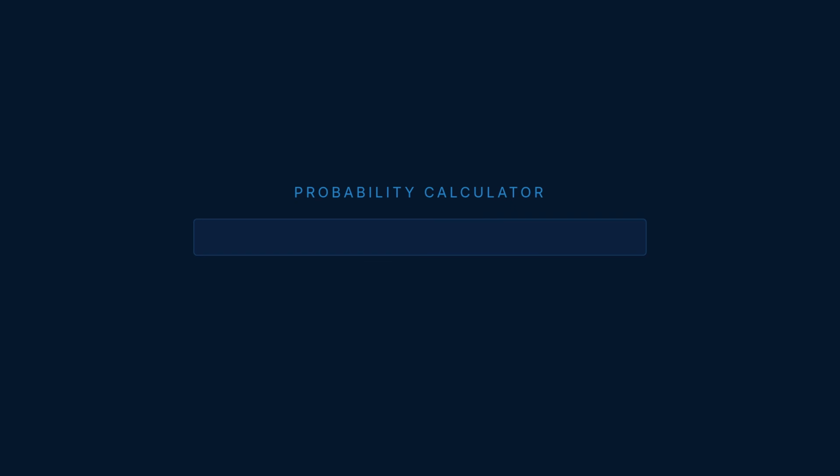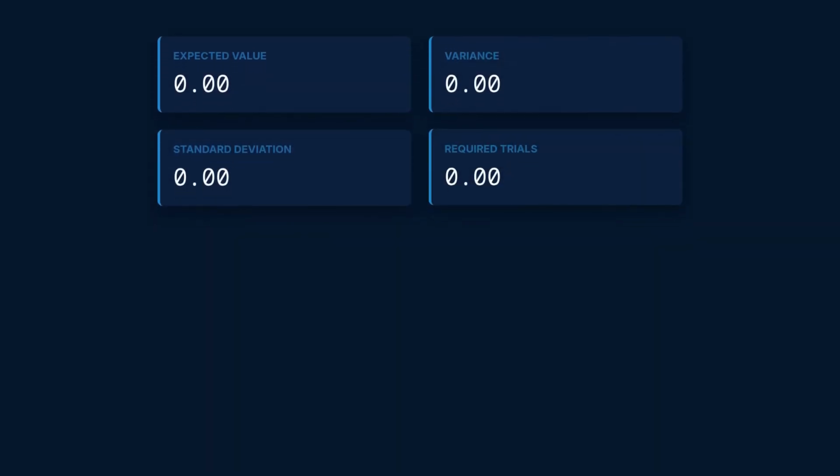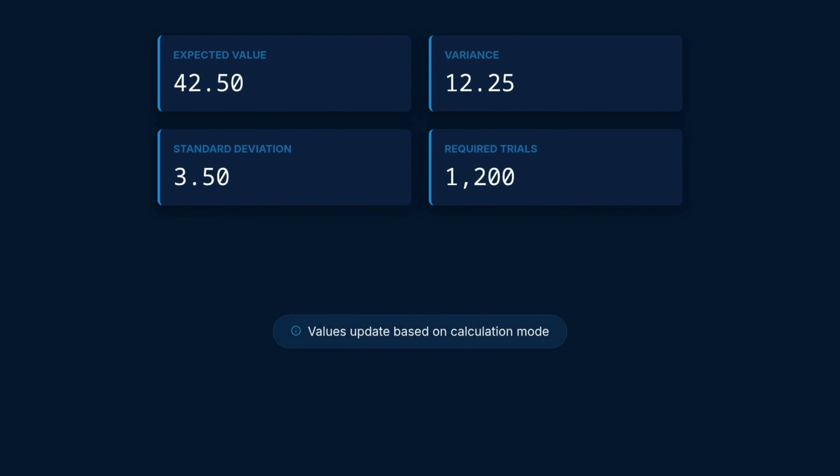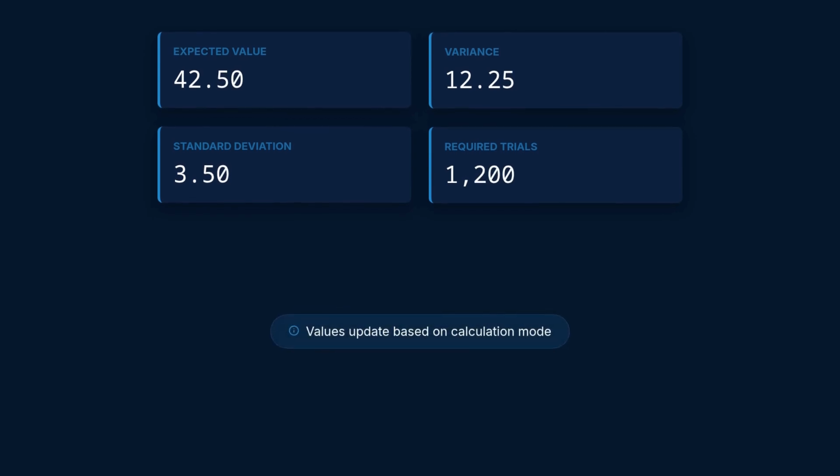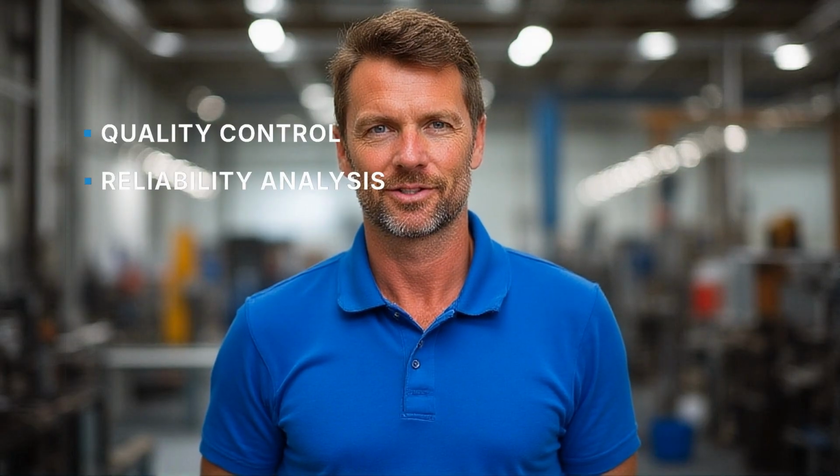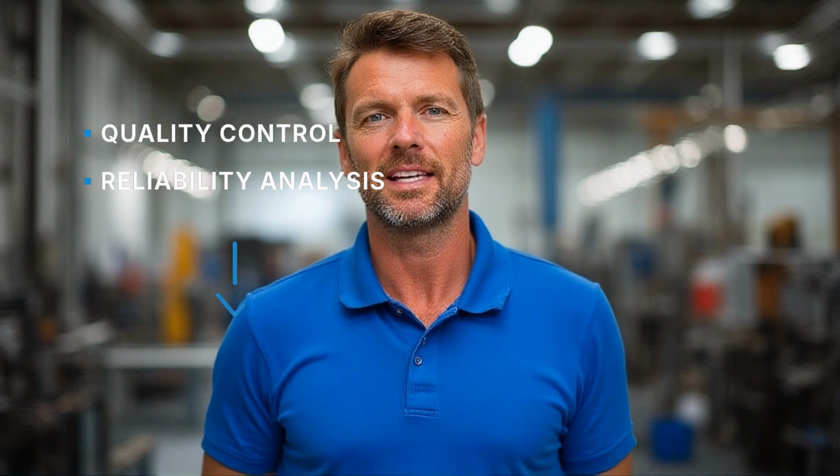17.8863%. Below that, you'll see the expected value, variance, standard deviation, and required trials fields, though these are populated when using the expected value and variance calculation mode. This tool eliminates manual binomial calculations for quality control and reliability analysis.